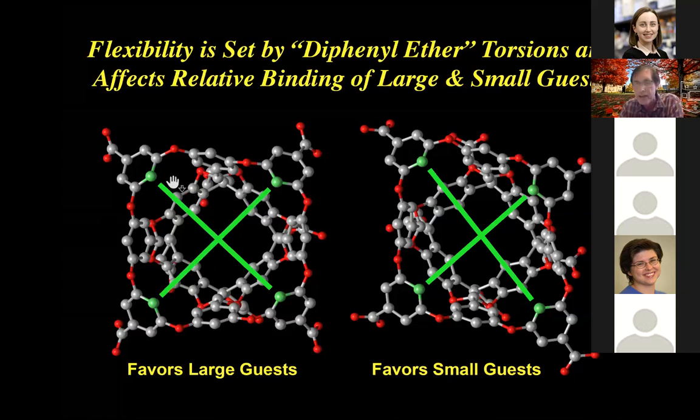Here's an example. You can see that if the host molecule is squared off here at the top and relatively symmetrical, the binding cavity is larger, and that favors large guests. If there's a breathing motion, largely resulting from rotation about those diphenyl ether linkages, then it can close up some, and this will favor smaller guests. And so the extent of that breathing motion is very important.